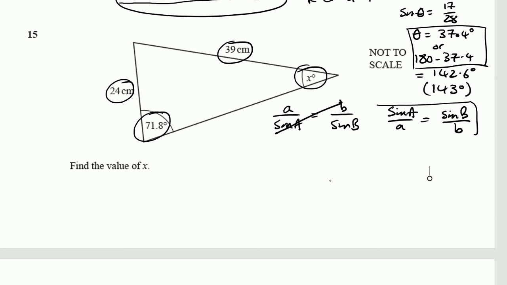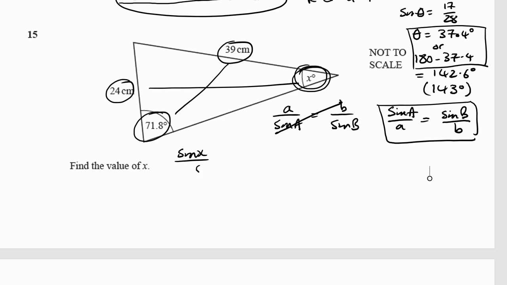to pick this one, because I'm interested in an angle, and if the angle is on top of the fraction, that's going to give me fewer steps to do in my algebra. So now I'm going to follow the opposites rule, so I know what's substituting where. Sine x over 24 is going to equal sine 71.8 over 39.